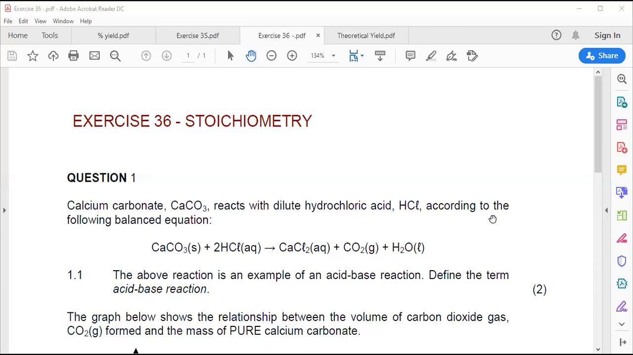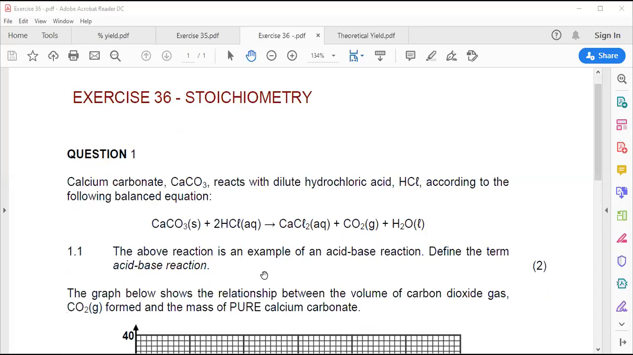This was exercise 36. Question number 1 says calcium carbonate, CaCO3, reacts with hydrochloric acid, HCl, according to the following balanced equation. You've got calcium carbonate and 2HCl to give you calcium chloride plus carbon dioxide plus water. All right, 1.1. The above reaction is an example of an acid-base reaction. Define the term acid-base reaction.